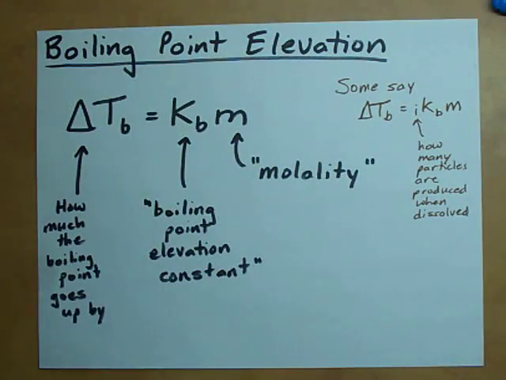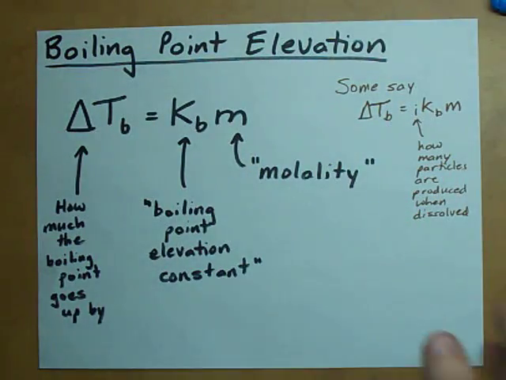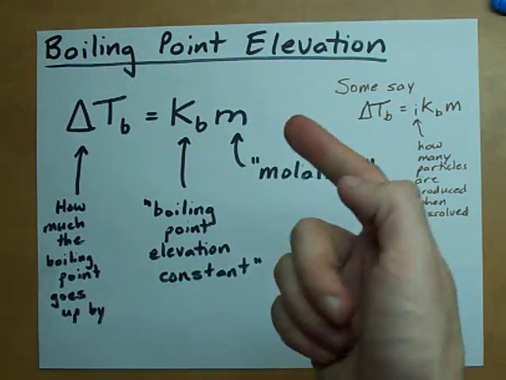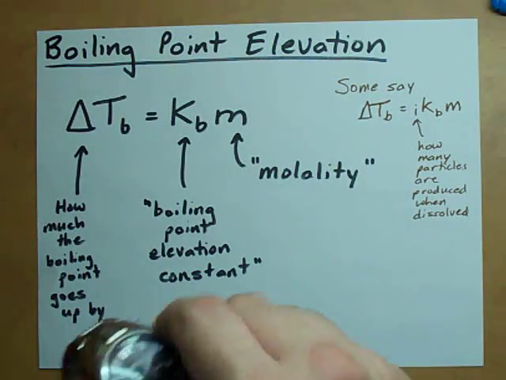Boiling point elevation. How do you figure out what the boiling point of a solution will be if all you know is the boiling point of the pure substance? For example, what is the boiling point when you dissolve salt in water? Or when you dissolve sugar in water, or anything in water?